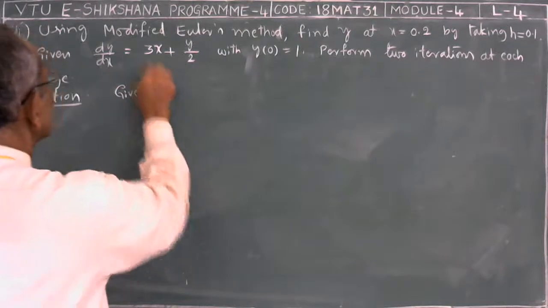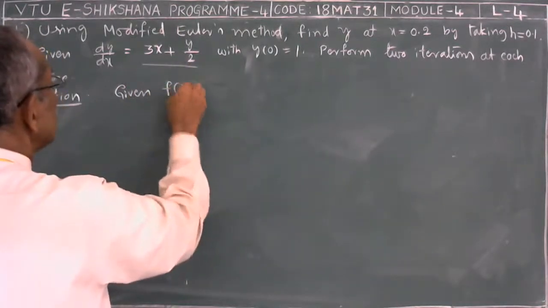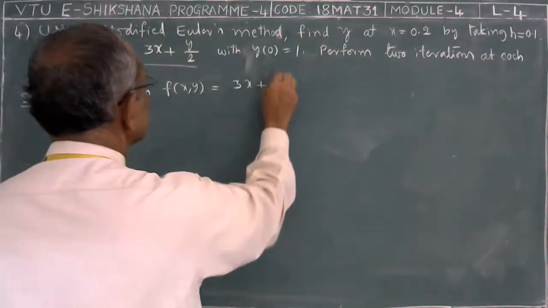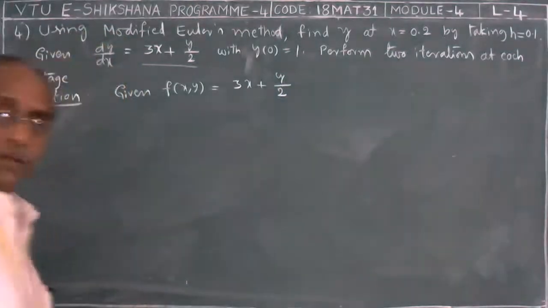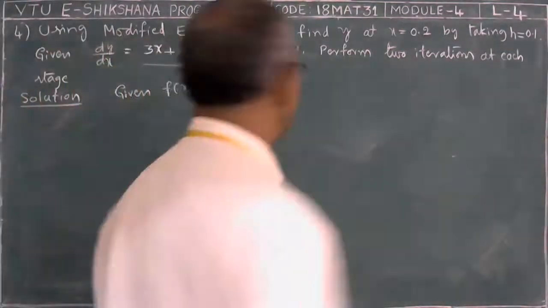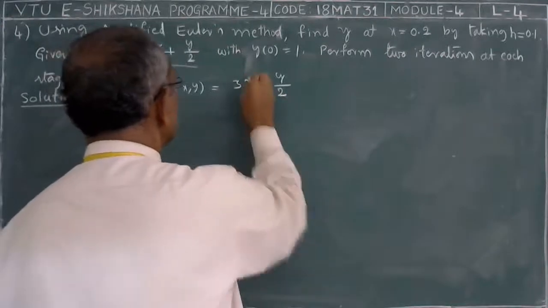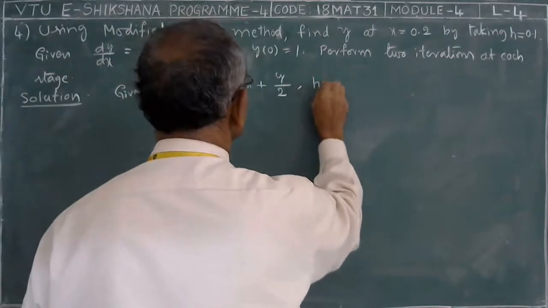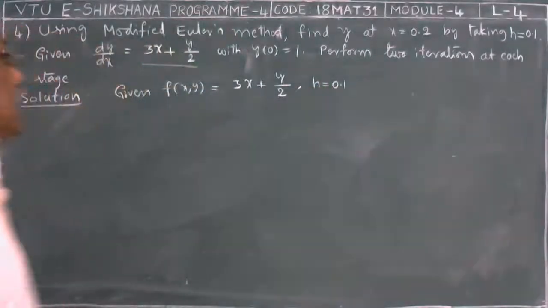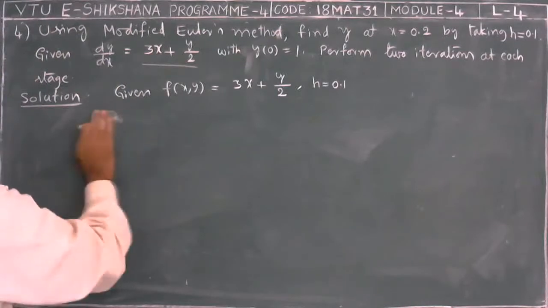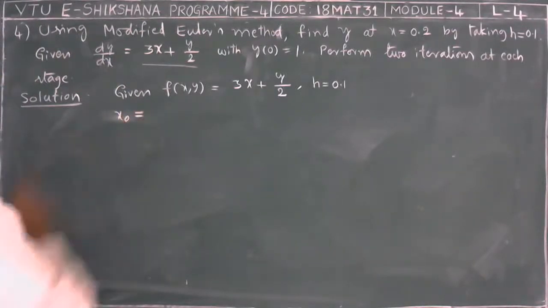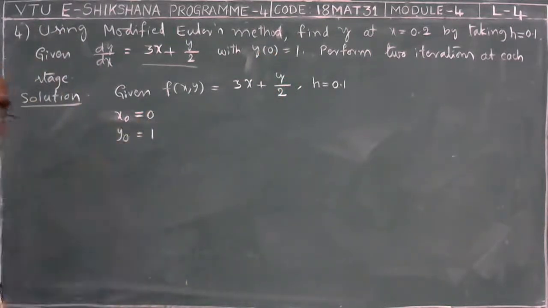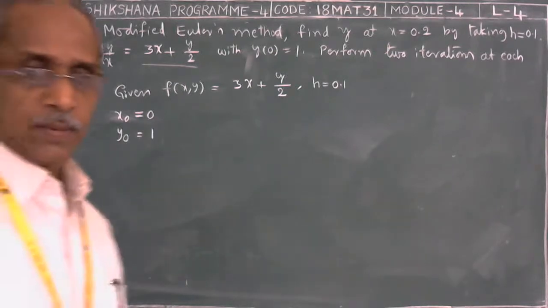So given that f of x comma y is equal to 3x plus y by 2. Then h is given to be 0.1. Then x naught is given to be 0. This is your x naught. Corresponding y naught is given to be 1.